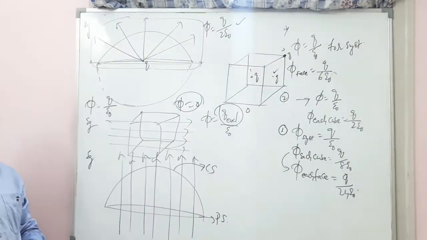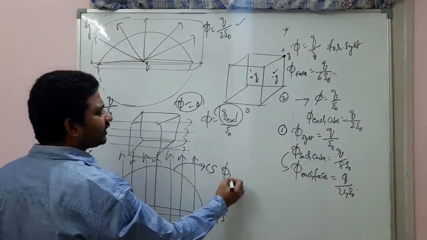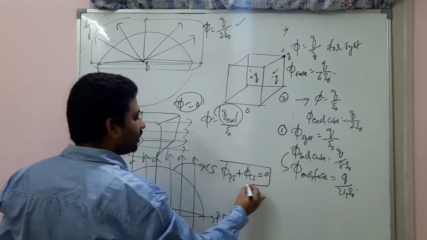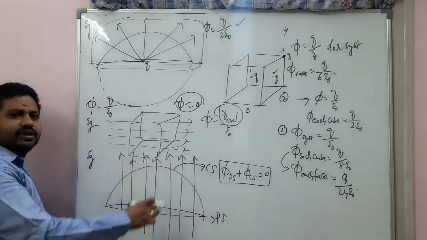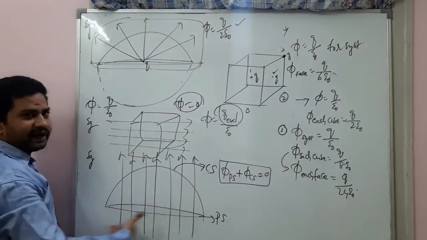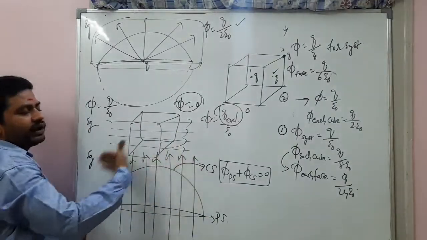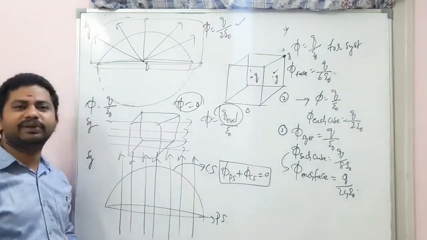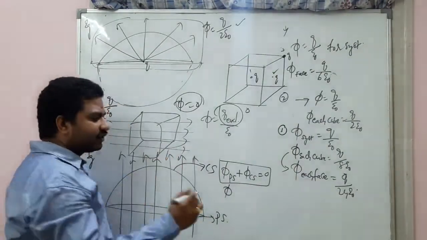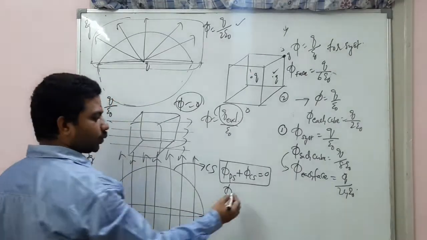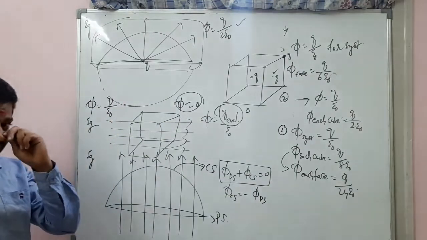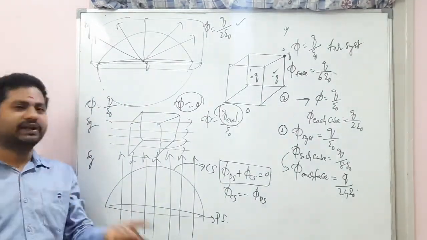It is clear that the electric flux linked with the plane surface plus the electric flux linked with the curved surface is 0. The net flux associated with this system is 0, because however many field lines are entering through the plane surface, the same amount will move out of the curved surface. Now listen: the electric flux linked with the curved surface is equal to minus the electric flux linked with the plane surface. This question was asked in so many entrance exams.